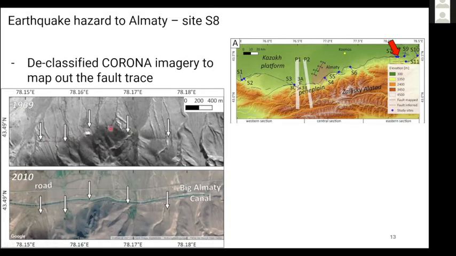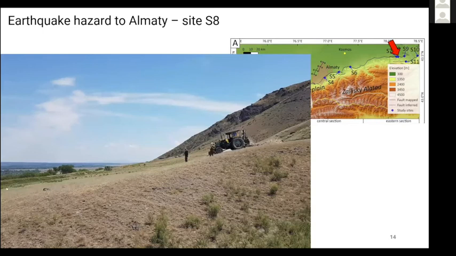So really, this old imagery, which has a fantastic quality actually, helped us to better map the fault trace and also to identify a good trench site. And then we went there to this place and actually opened a paleoseismological trench. So this is what it looks like. Down here would be the canal, and our fault would produce this little step here. Cannot really nicely see it, but my colleague here, Kanadbek, is standing right on the fault trace, and this was the only excavator that we could find around that would dig us our trench.